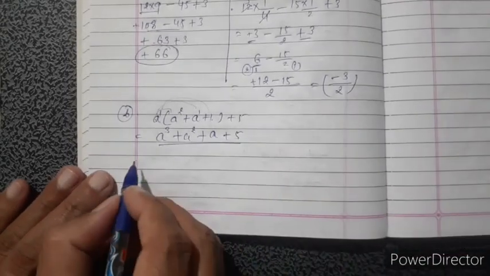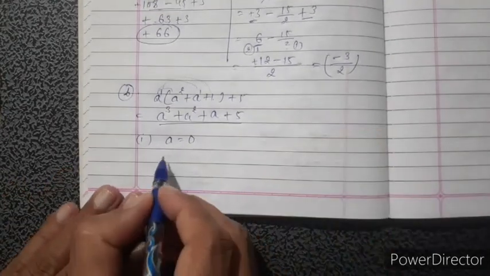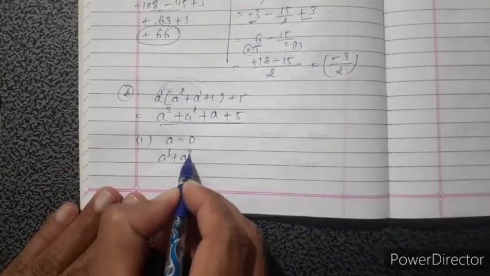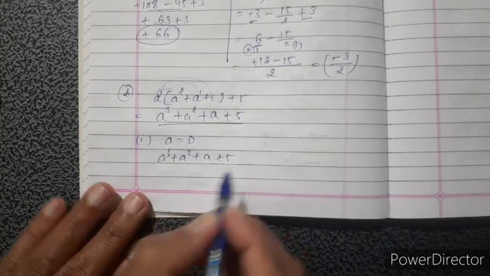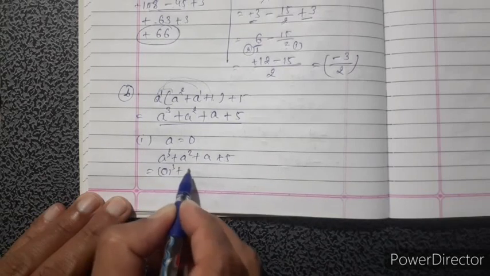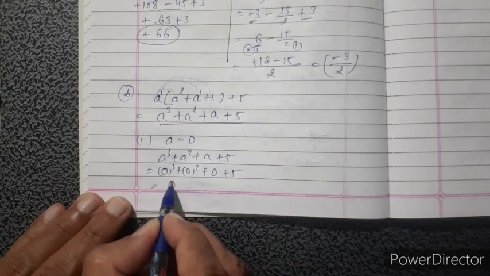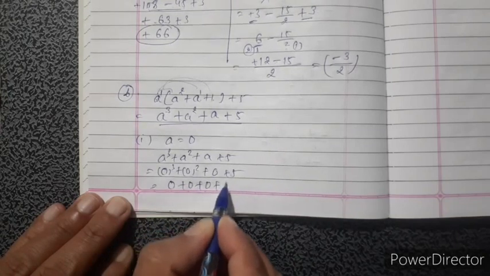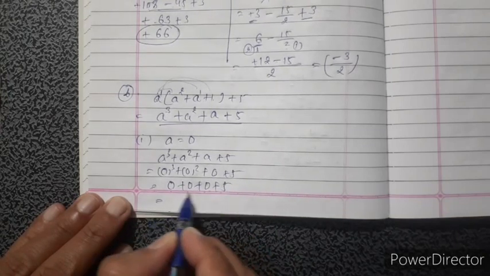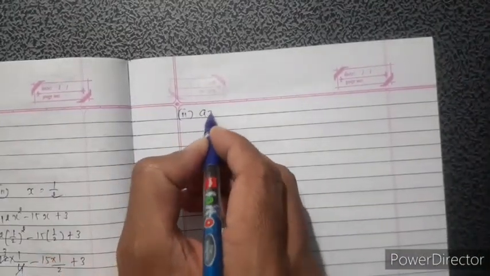Now find the value. First one, when a equals 0: a raised to 3 plus a square plus a plus 5. Put the value of a here, that is 0 raised to 3 plus 0 raised to 2 plus 0 plus 5. The answer is 0 plus 0 plus 0 plus 5. Addition of any number with 0, we get the same number, that is 5.